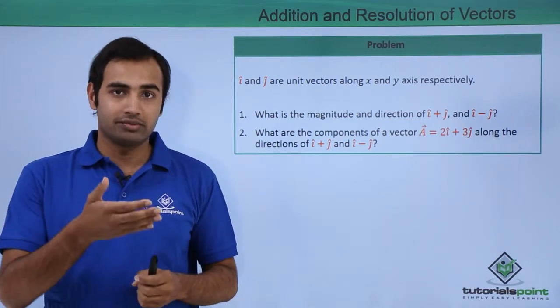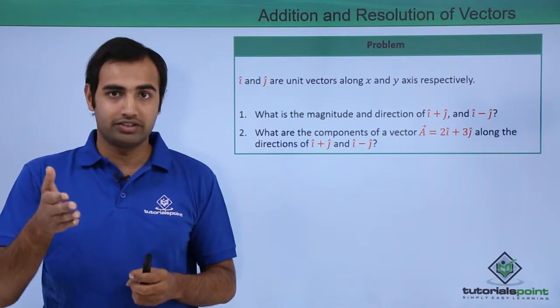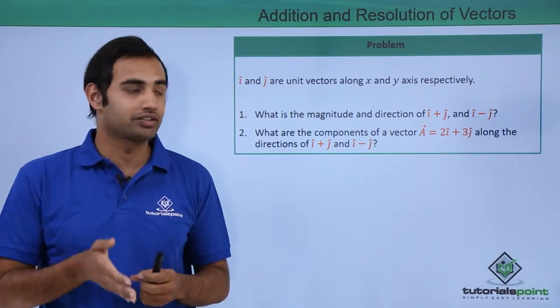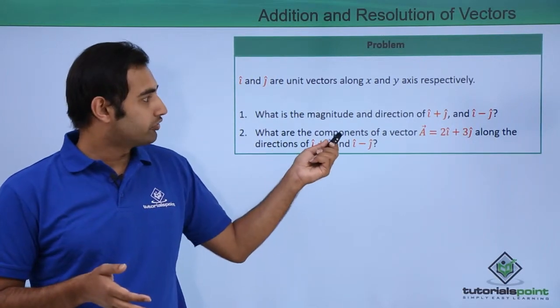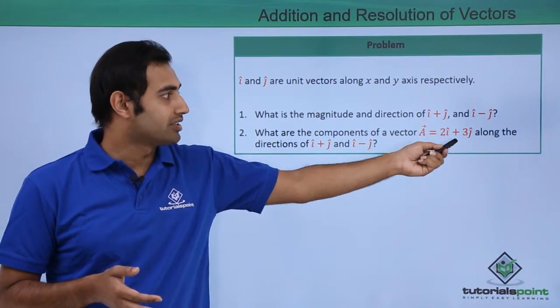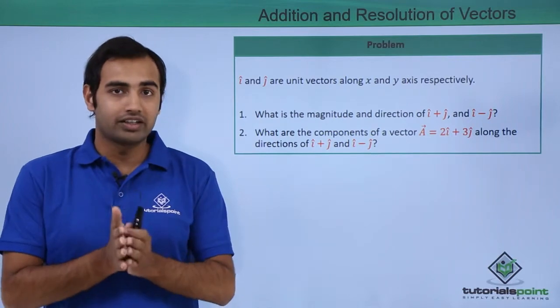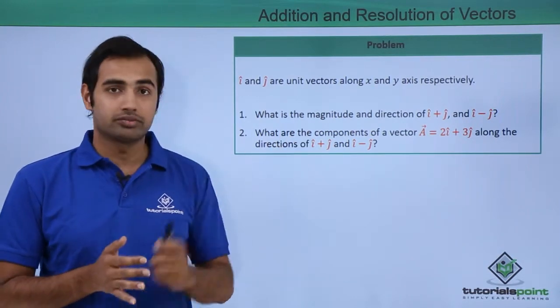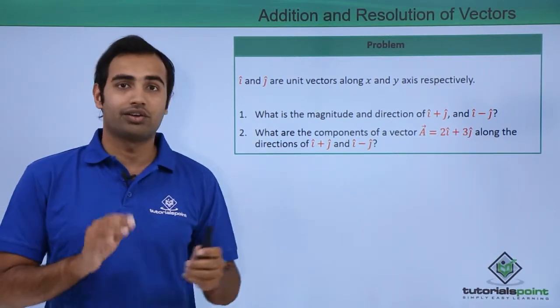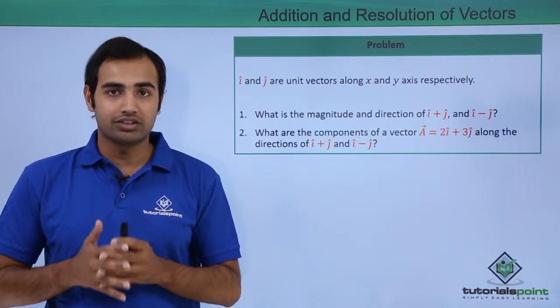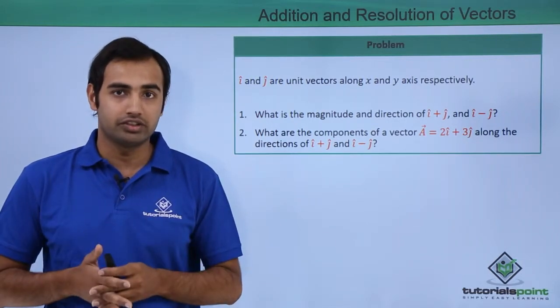So we have to find the sum of i and j and the difference of i and j, and comment on the magnitude and direction of it. What are the components of vector A, which is 2i plus 3j, along the directions of i plus j and i minus j? So once you have identified the directions from the first part, we have to resolve this vector A along those directions. Let's start solving this question starting with the first part.